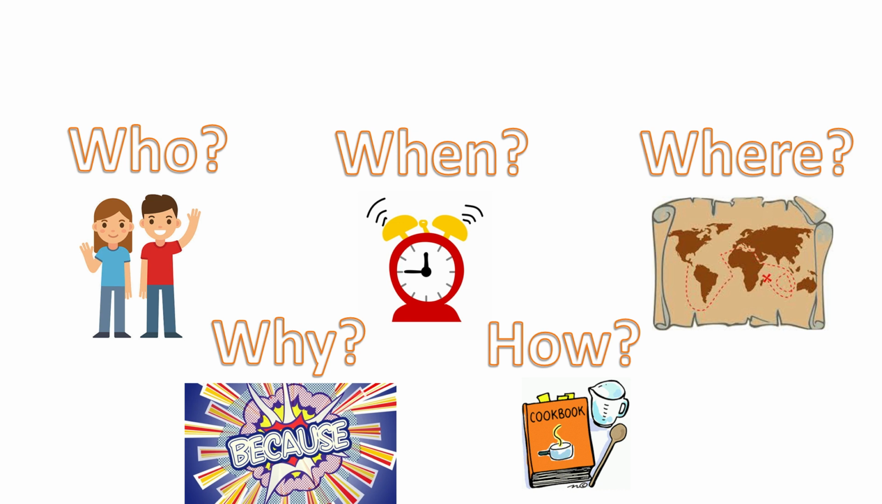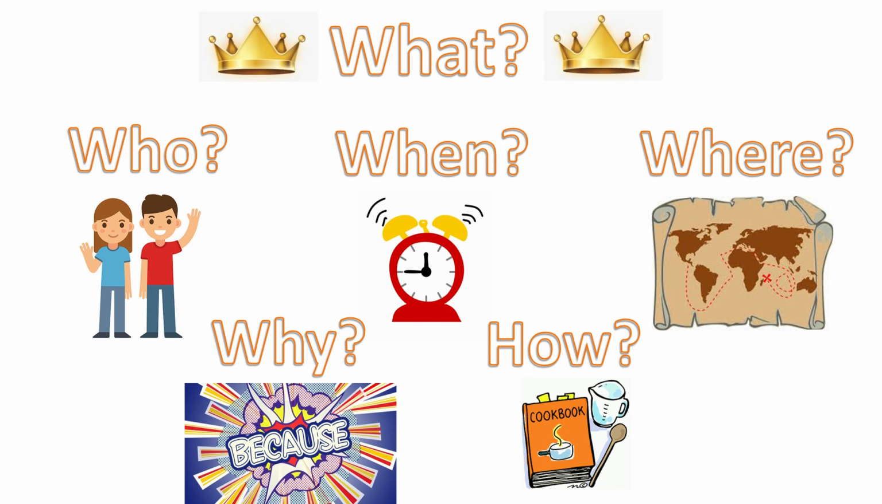So we've looked at 5 WH question words, but which one is missing? What? So what does what mean? I call what the queen of question words because it can have the same meaning as all of the other WH question words. For example, what is your name? My name is Iqbal. What time is it? It is 7 p.m. What is this place? This is the supermarket.